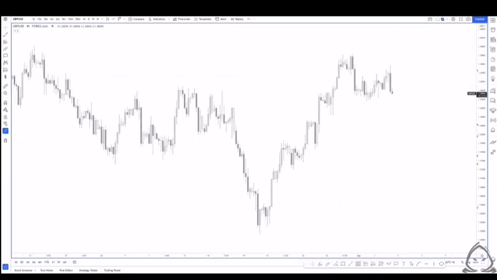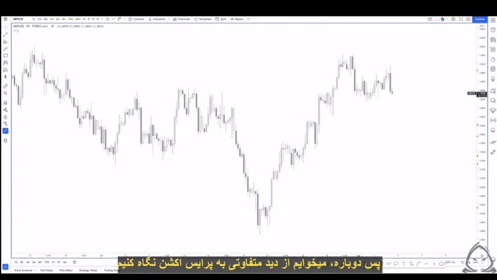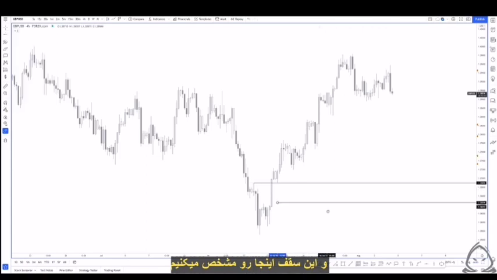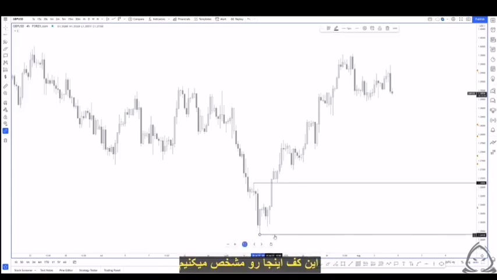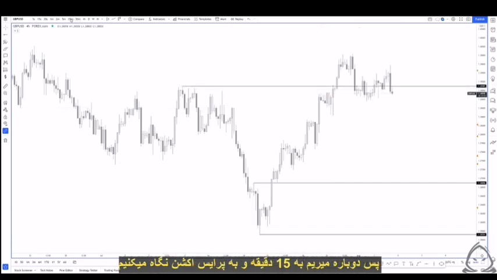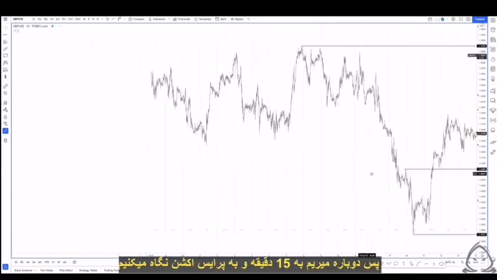So again, what we'll do is we'll just look at price action in a slightly different lens, and we'll map on this high right here. We're going to map on this low right here. And then what I'm going to do also is just map on these highs right here. So we'll go down to the 15-minute chart again and just look at price action.